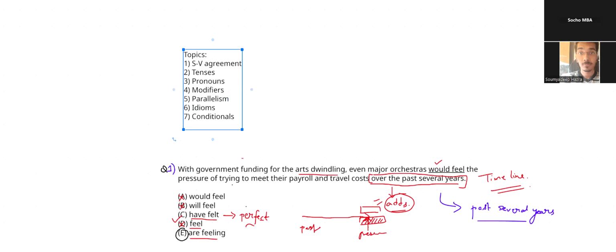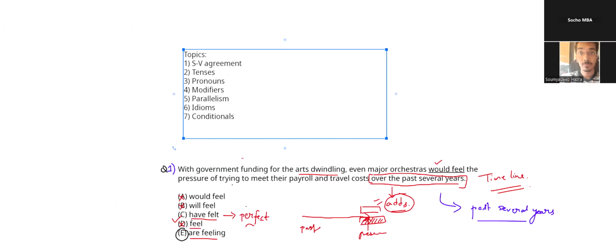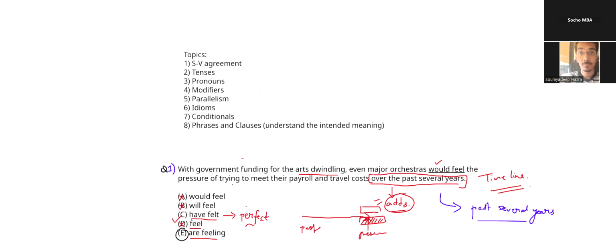Conditionals, and there was something else. Subject verb agreement we have added, right? There is nothing more in this one, right? Okay. I had taken notes, but there is also something called phrases and clauses, which is used to understand the intended meaning. We would also do that, phrases and clauses. Yes. So these are the topics that we need to do.